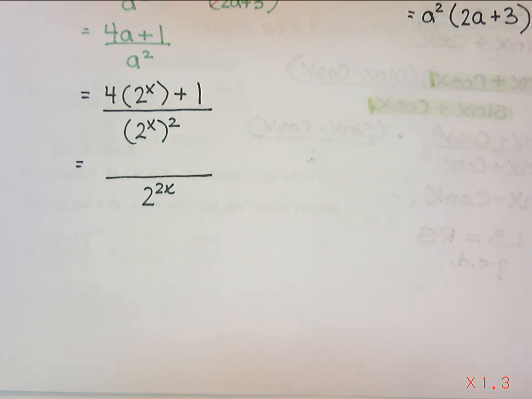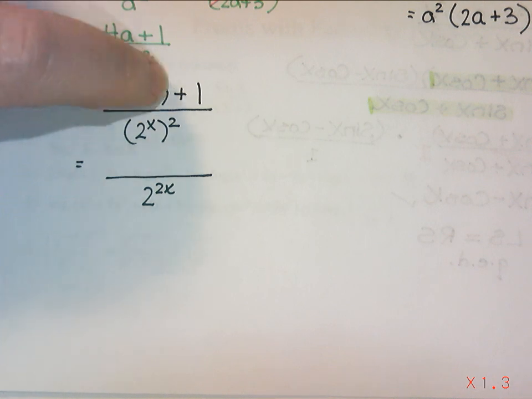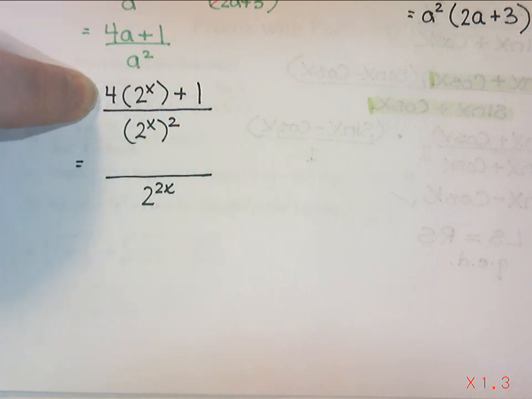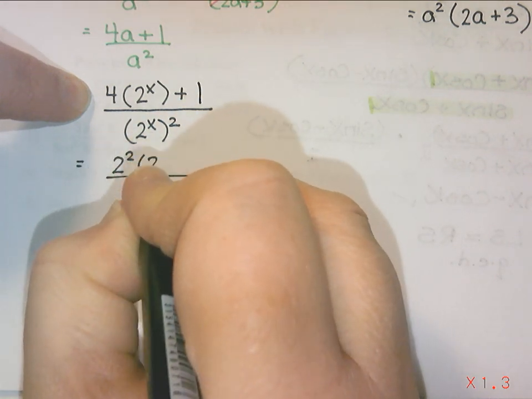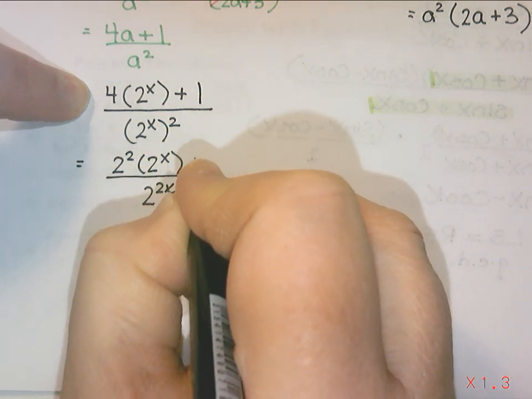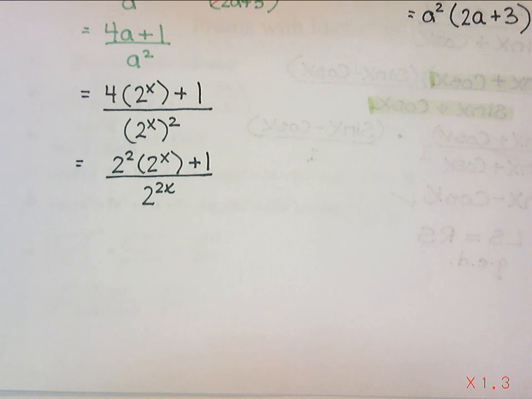What I don't have is a match in the numerator. I've got the plus 1, it's just this part here. So I notice on the other one, there's no 4 in front. Now 4 is actually a power of 2. It is 2 to the power of 2. So I think that might help us. So I have 2 to the power of 2 times 2 to the power of x, and then plus 1.